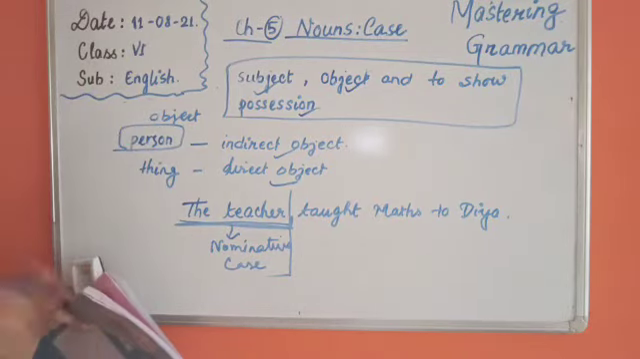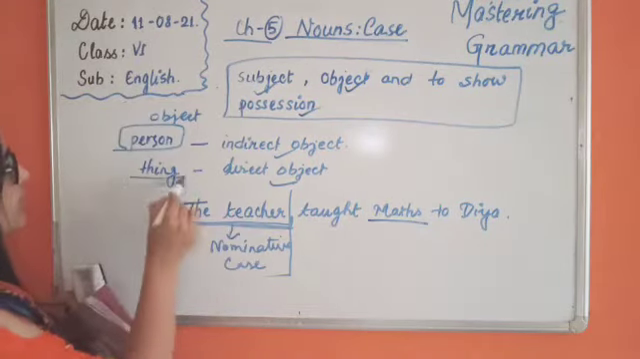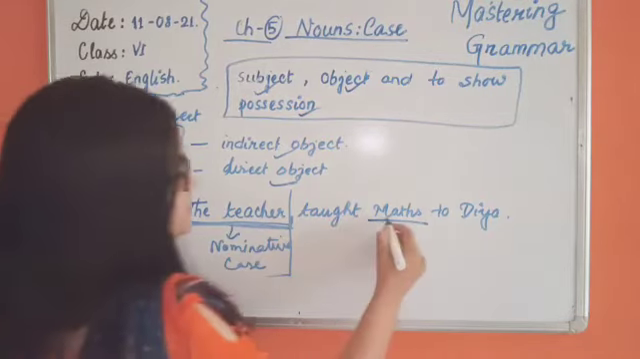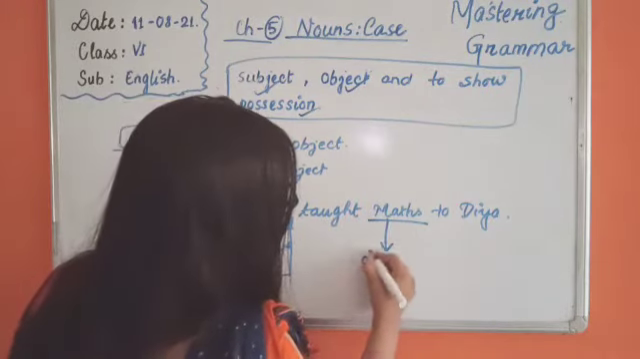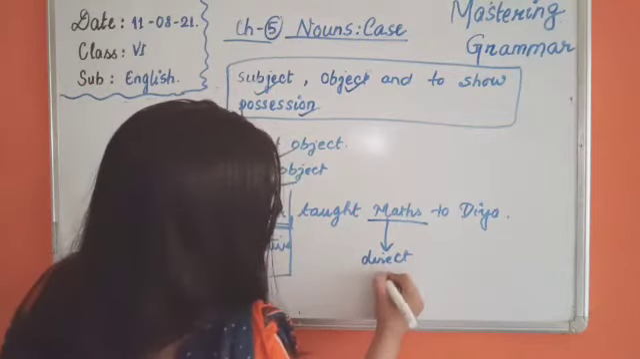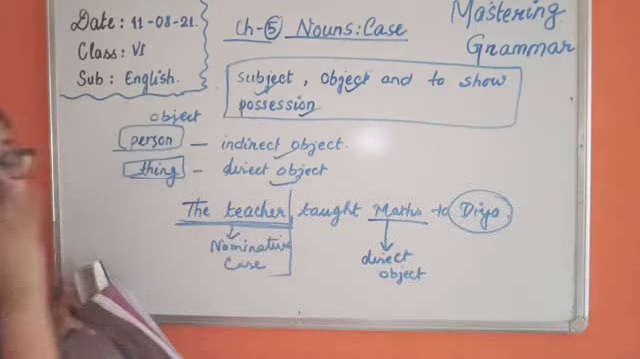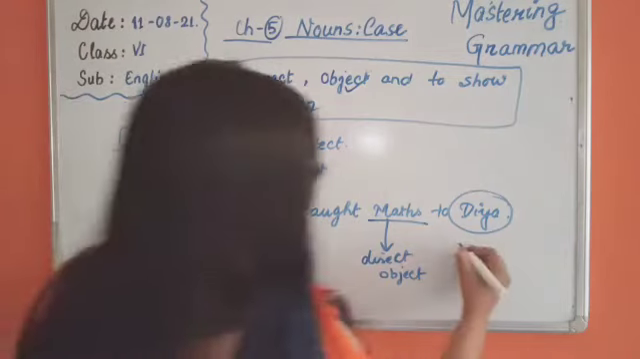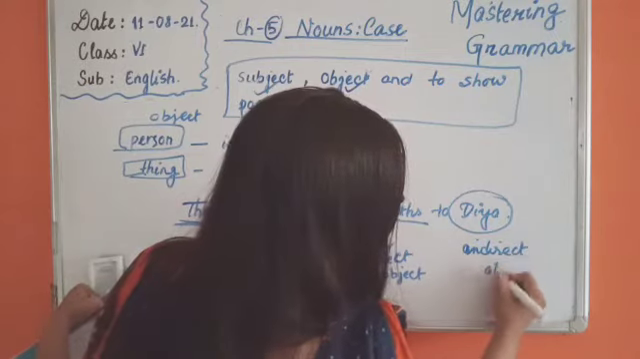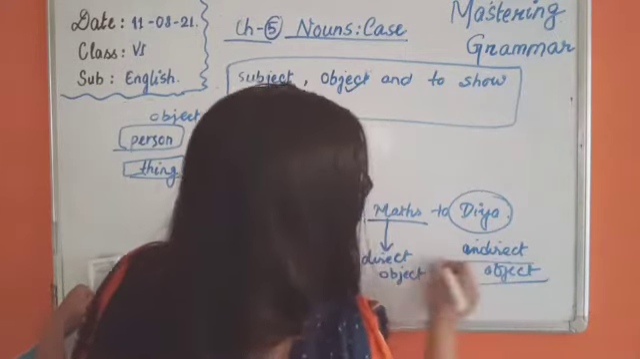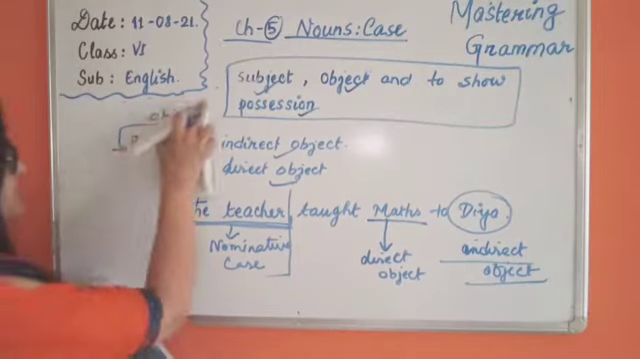Now, taught. Okay. What is being taught by the teacher? Maths. What did I tell you? That whenever there is a thing, what are we going to think of it? Because this is not a person taught maths. Maths is a subject. So, this is the direct object here. Yes. And this one, Dia, is a person. Something is being taught to Dia. Okay. So, this is the indirect object, because she is a person. So, a person is always what? Always an indirect object. Right? Now, let us move ahead with the exercise part.